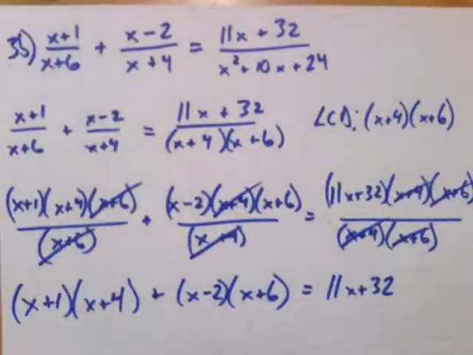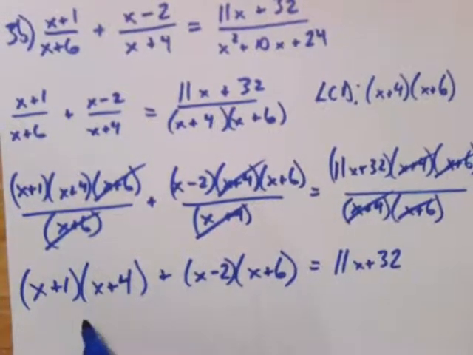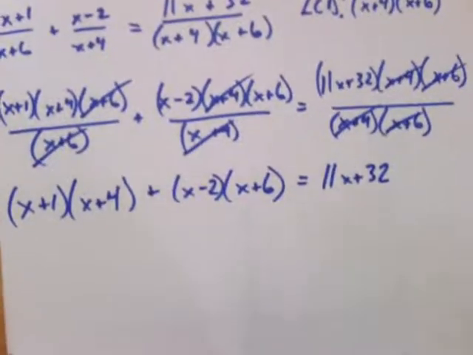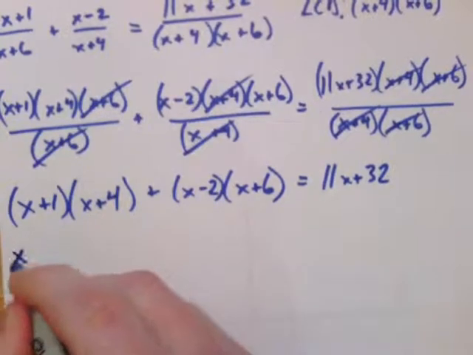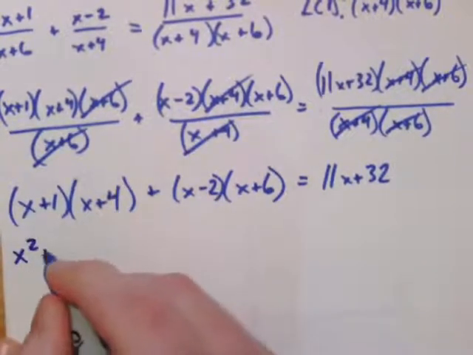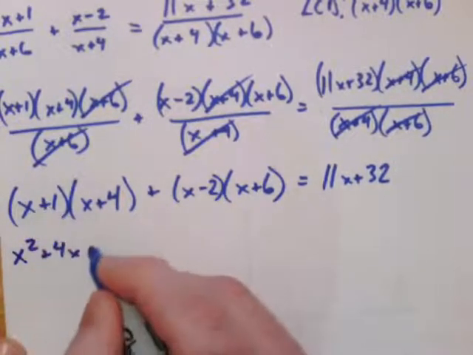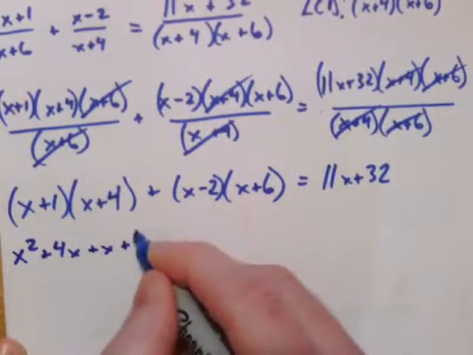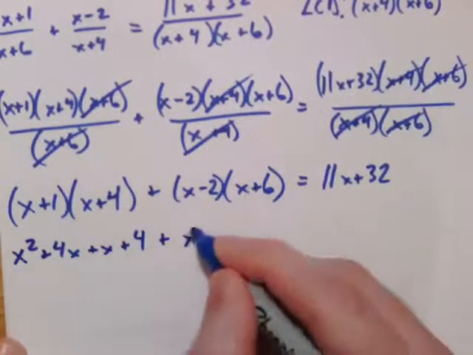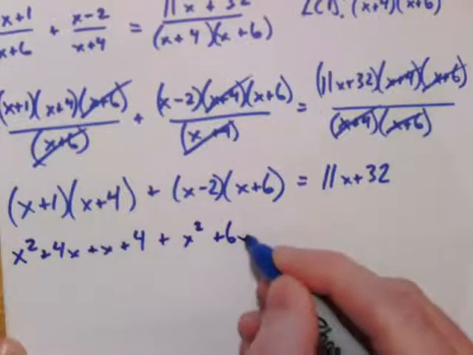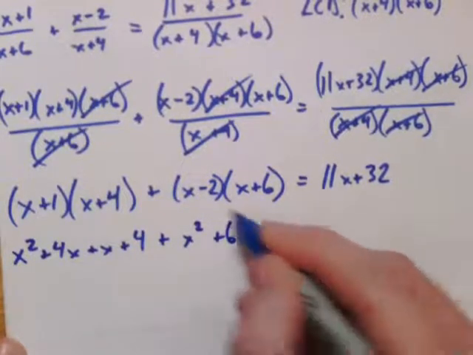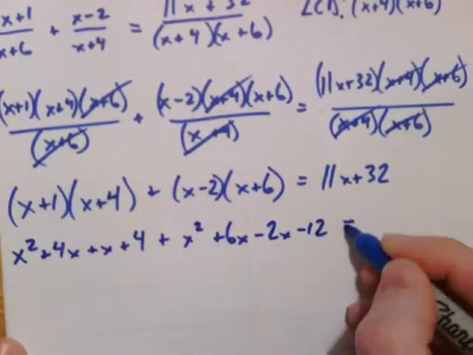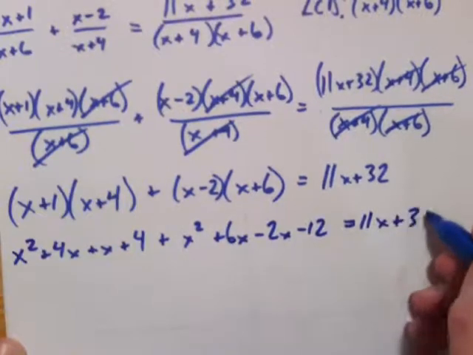Ooh, better. All right. So now let's multiply this nonsense through. And by nonsense, I mean fun, fun, fun. x times x is x squared. x times 4 is 4x. 1 times x is x. 1 times 4 is 4. x times x is x squared, x times 6 is 6x, negative 2 times x is negative 2x, negative 2 times 6 is negative 12, equals 11x plus 32.